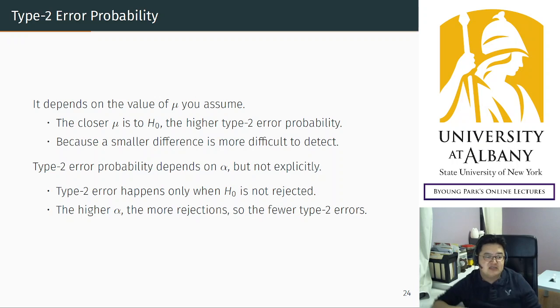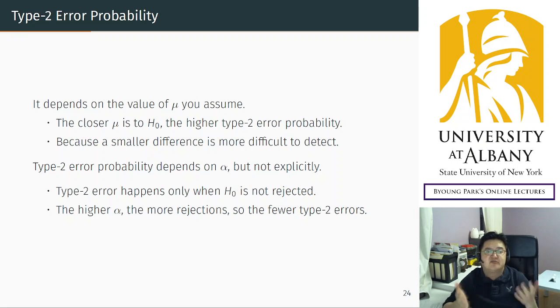And another thing is that type 2 error probability also depends on alpha, but there is no explicit relationship like with type 1 error probability. The rationale is the same. Type 2 error happens when you do not reject the null hypothesis. Earlier I said when alpha increases, you are going to reject more. So when you reject more, type 2 errors will decrease. Because when you reject, you are not going to have type 2 errors, right?